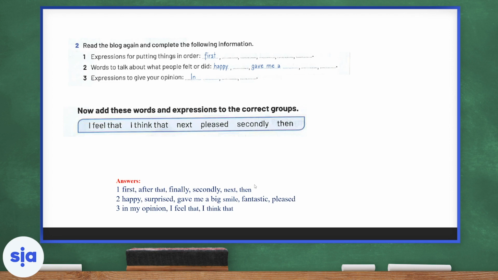As for showing what people felt or did, we can use adjectives such as happy, surprised, fantastic, pleased, or gave me a big smile. Last but not least, when you want to express your opinion, you want to say your ideas, how do you start? You can say, in my opinion, and then start saying what you think, or I feel that, and then say how you feel, or say I think that, and then express how you think or what you're thinking of.